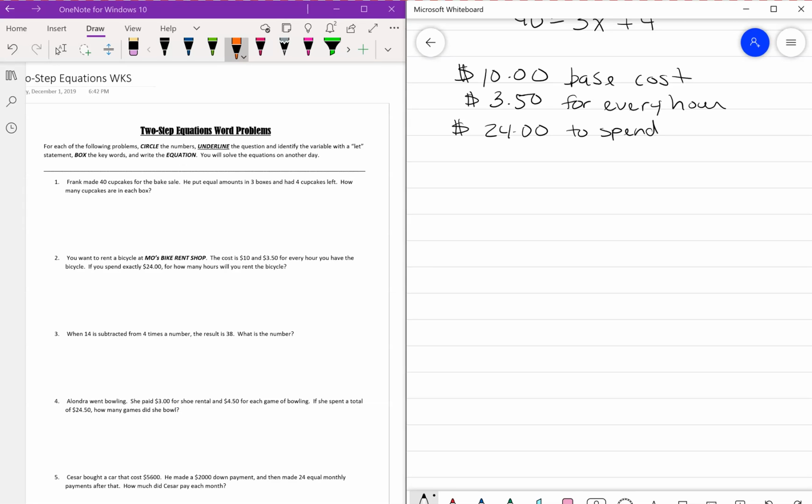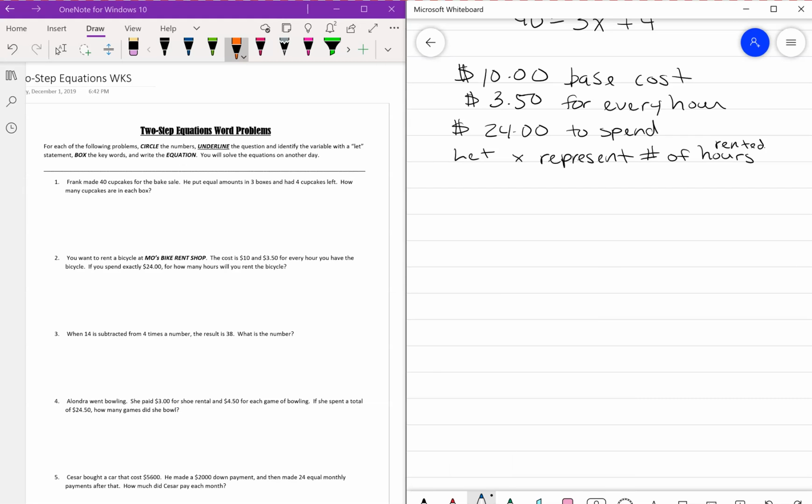So now we need to find the answer to the question, how many hours will you rent the bicycle? So we're going to say, let X represent the number of hours. I guess it would be rented hours, because I don't know, right?